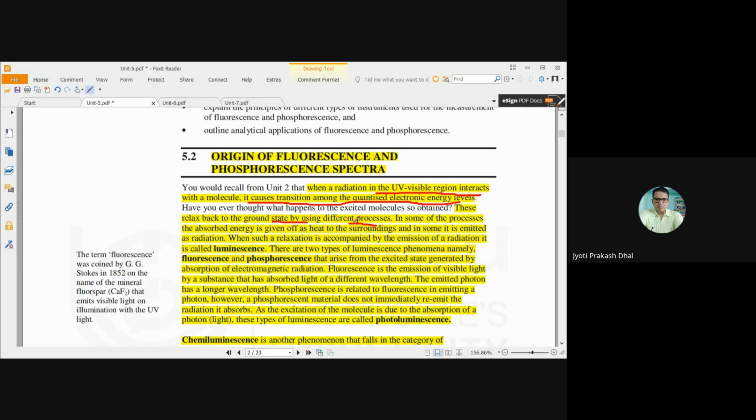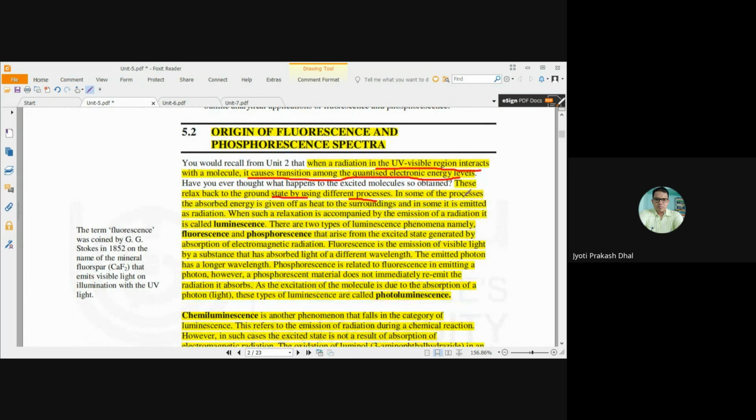That means the electron will come back from the excited state to the ground state by different processes. Now we'll discuss what the different processes for the relaxation of molecules are. In some of the processes, the absorbed energy is given up as heat to the surroundings, and in some it is emitted as radiation. When such a relaxation is accompanied by emission of radiation, it is called luminescence.